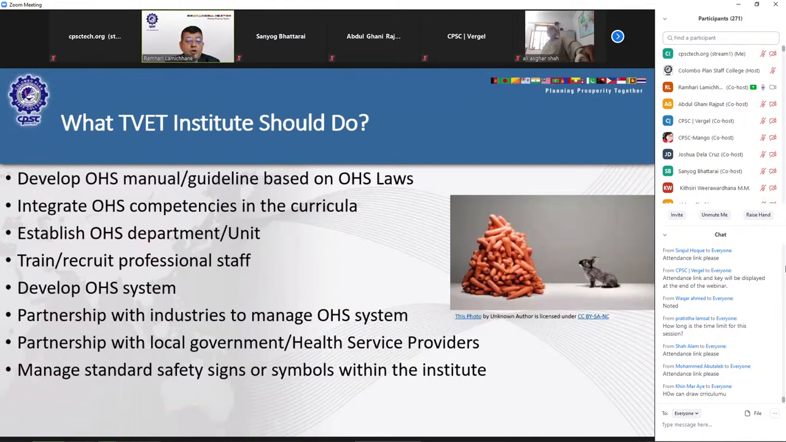And develop an occupational health and safety system, which I showed before. Partnership with industry to manage the OHS system, like some equipment. If we build a very good partnership with industry, maybe industry can provide us some equipment, because industry wants to invest in TVET institutions. When the graduates get their certificate and go to work, if they are familiar with the tools and equipment which the industry is using, that will be a very good benefit for the industry.